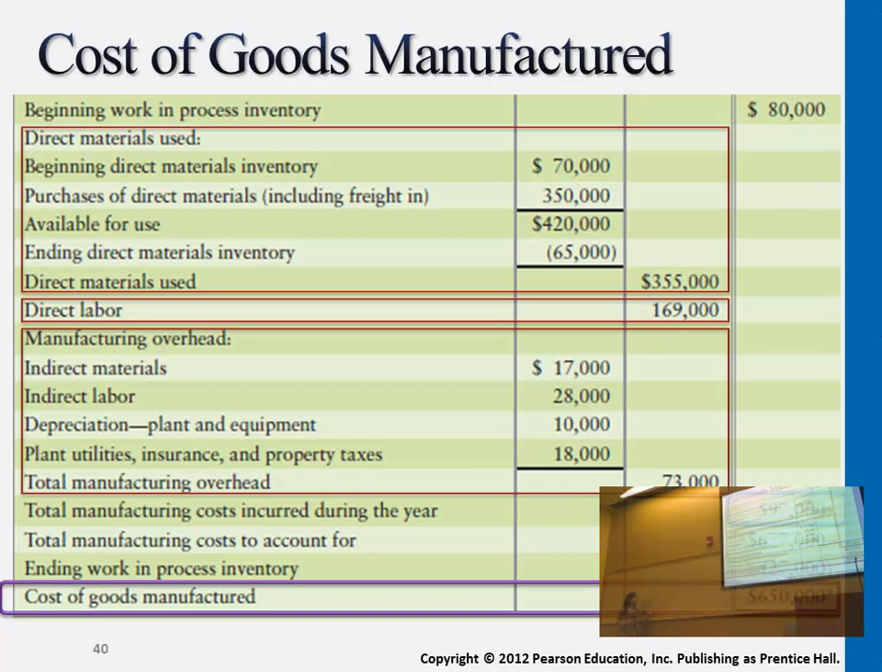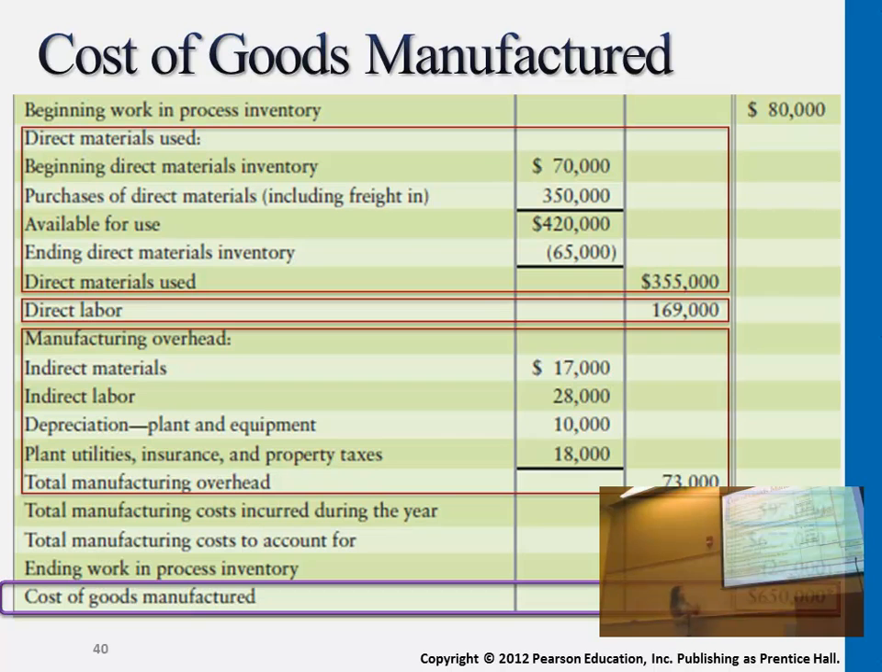So beginning work in process is last year's halfway done products worth $80,000. We purchased new materials and actually used $355,000. We hired people and paid them salary, $169,000, and all the remaining indirect costs relating to utilities, rent, janitor's wages total $73,000. These four numbers together form total manufacturing costs incurred during the year. Before comparing it against the leftover halfway done product, altogether it's $597,000. This is not yet the cost of goods actually finished.